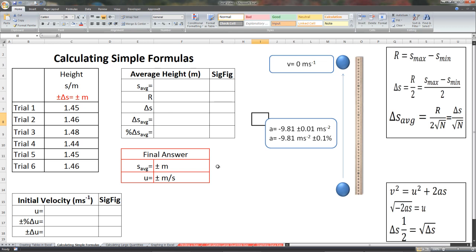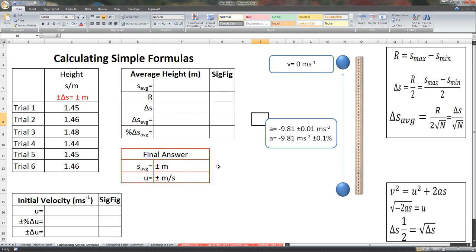Hello and welcome. In this video, we're going to talk about Microsoft Excel and how we can use it to help us calculate simple formulas to work on our lab reports in physics. Now, I've already have this set up, and I'm going to show you how to fill in this kind of information so that it will do the work for you.